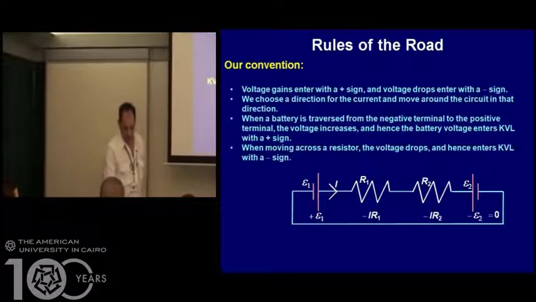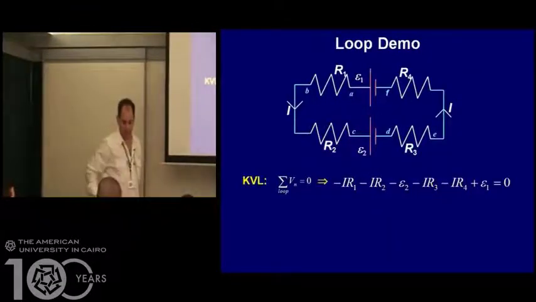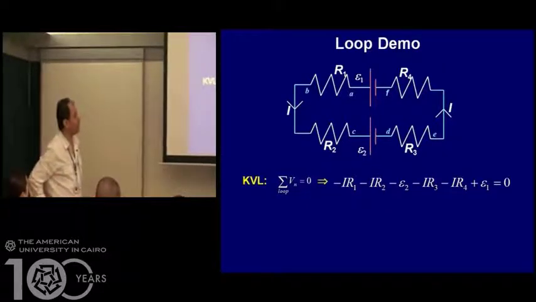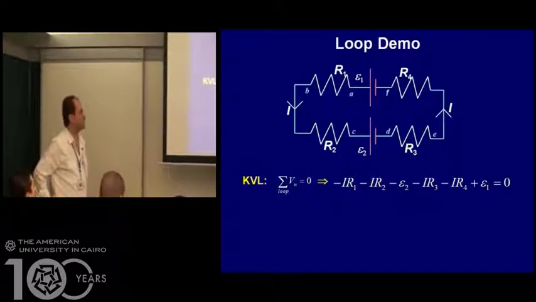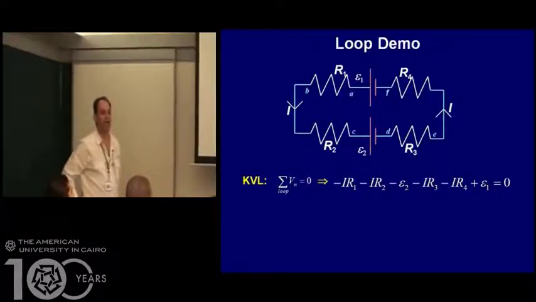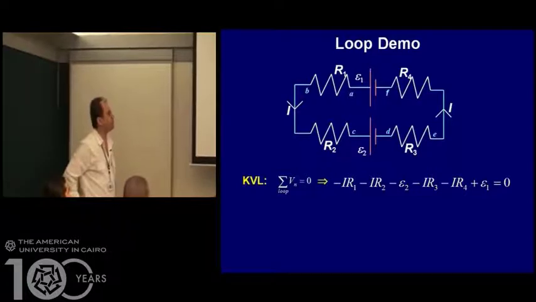Okay, so another loop. Guys, in this loop, I have made 2 mistakes when applying Kirchhoff's voltage law, and I want you to find out where those 2 mistakes are.